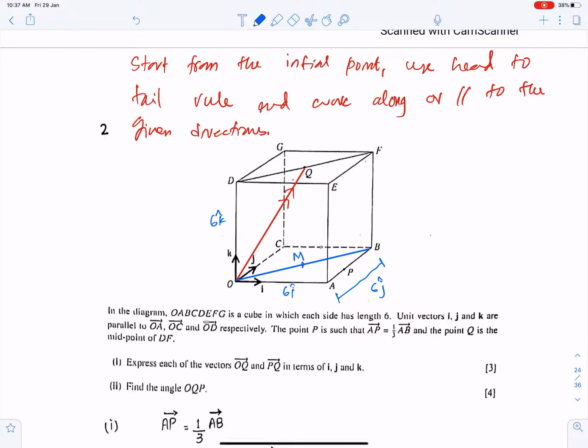And it's given AP is 1/3 of AB. So AB is 6J, therefore AP will be 6 upon 3 makes 2. This will be 2J. And this will be 4J.